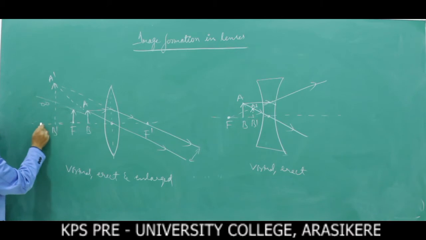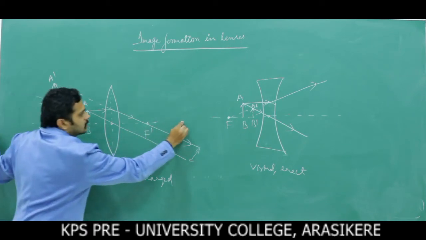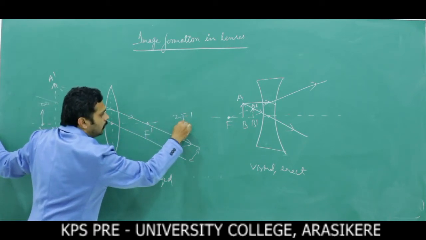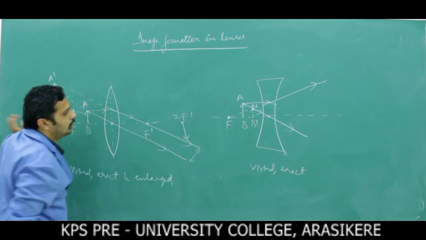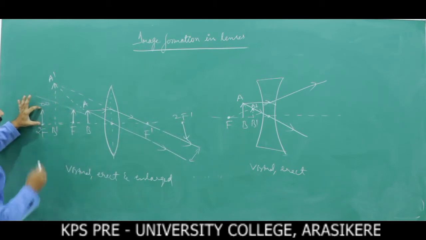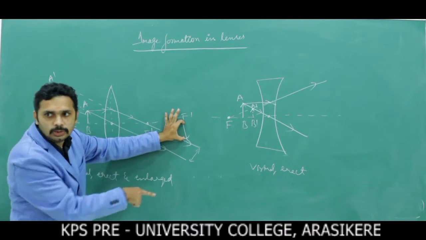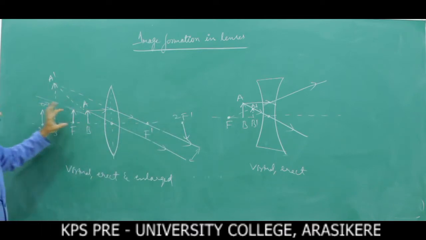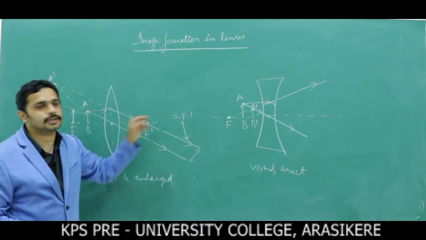Now look at here, which is F to F. Now the object is at 2F. The object is at 2F means the image is also at 2F on the other side, equal and same size as the object. See here, this is the object, this is the image. The image comes at 2F. The object is at 2F, the image also comes at 2F dash.